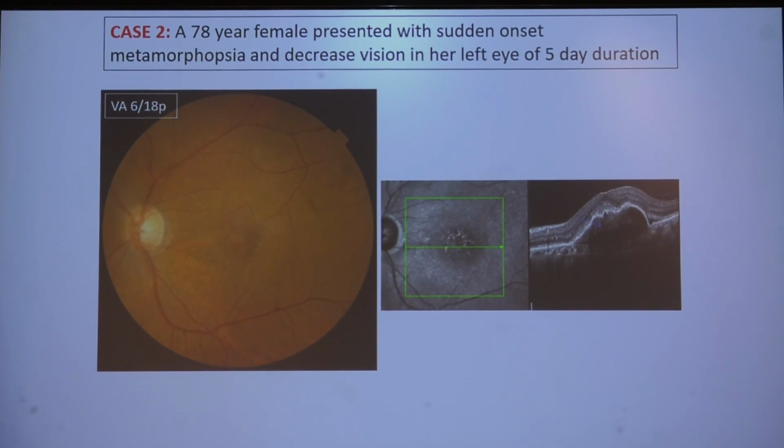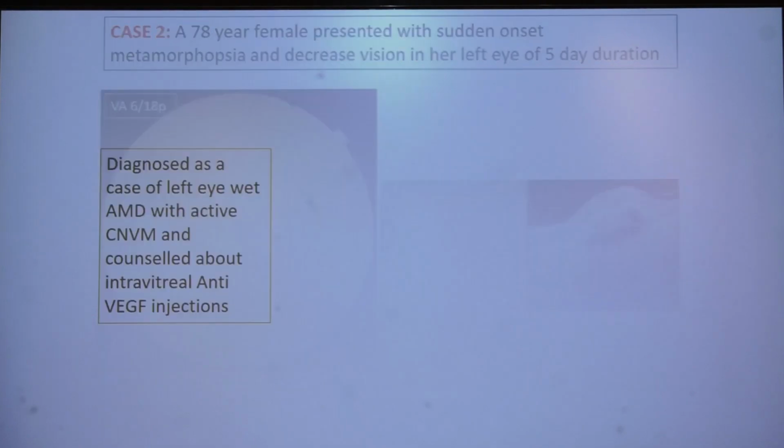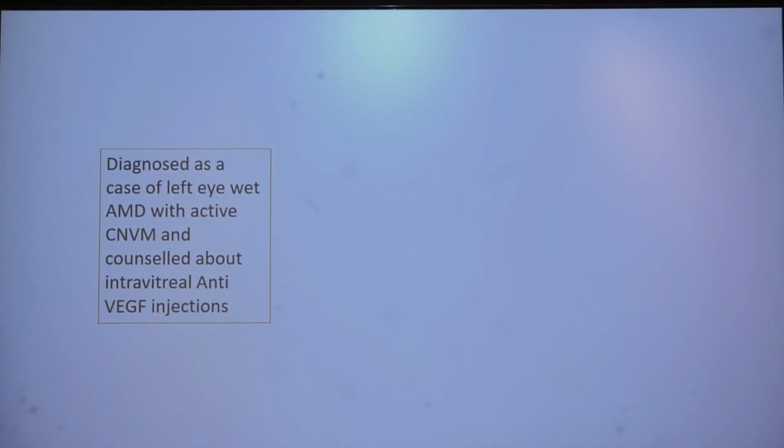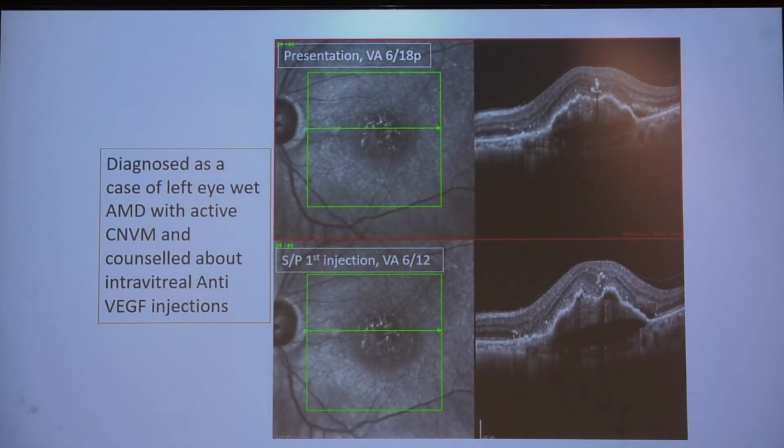All of us know what it is, was treated with anti-VEGF, was diagnosed as wet. Diagnosed as a case of left eye wet AMD with active CNVM, counseled about intravitreal anti-VEGF injections, went on to receive them, got the first one. You can see that the shape of the PED has changed considerably.